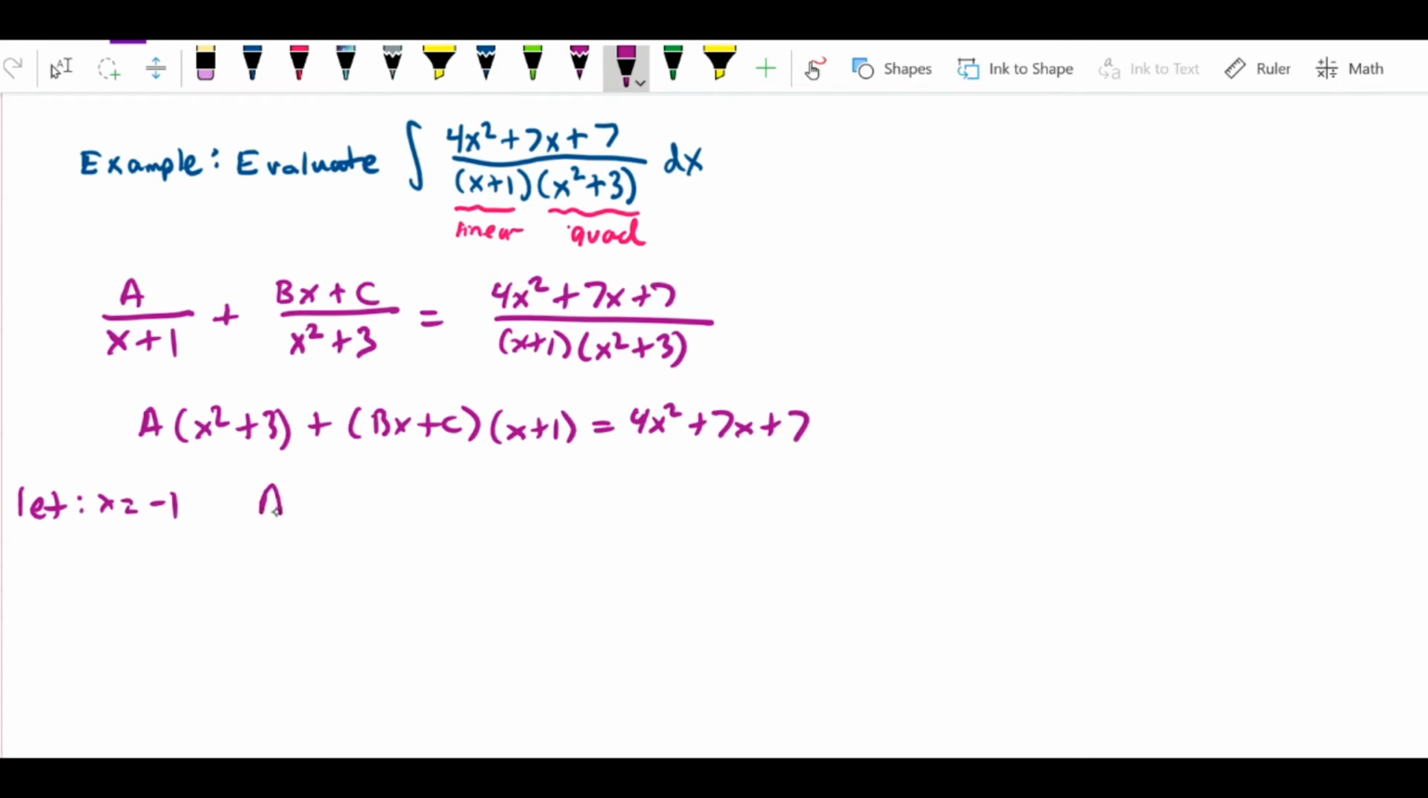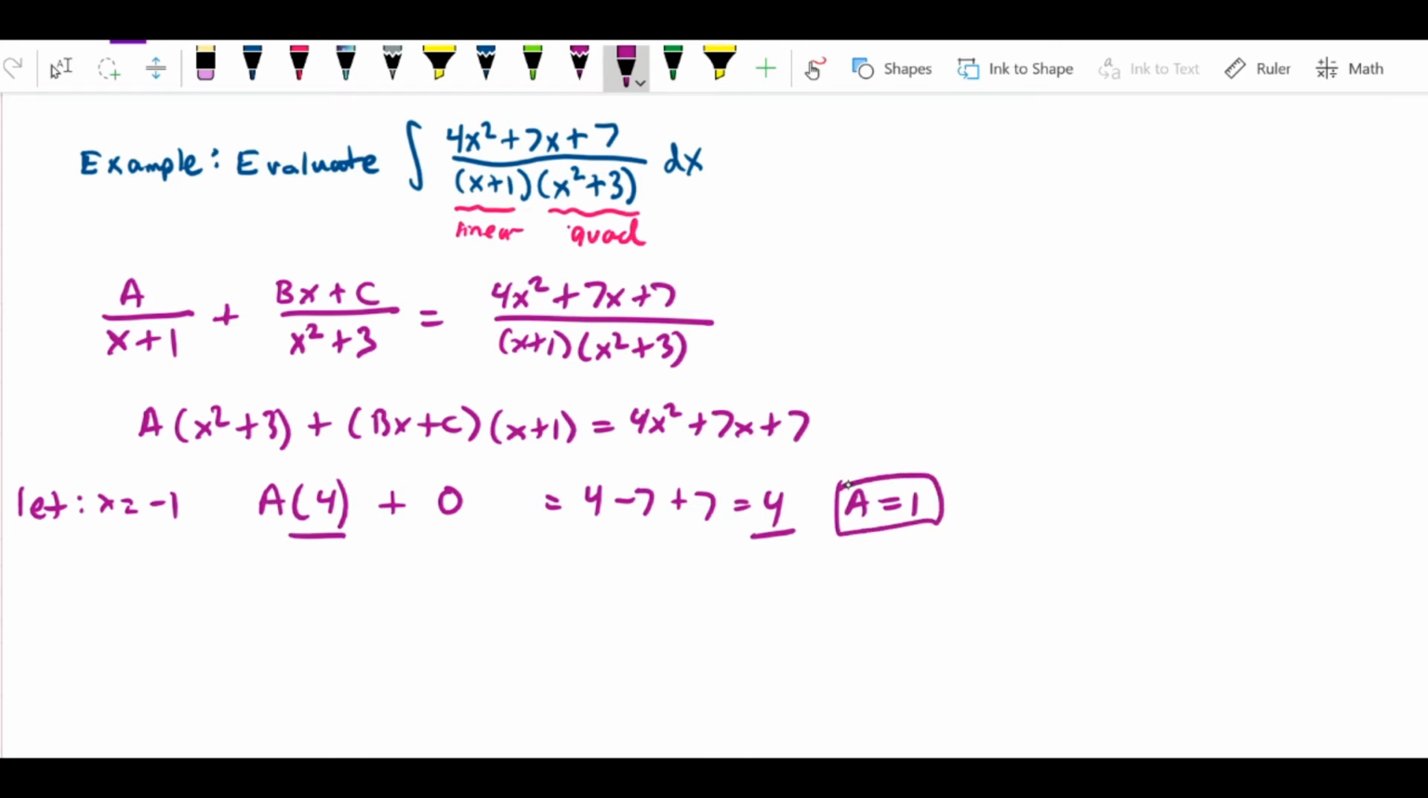So that's going to give me a times negative 1 squared is 1, and 1 plus 3 is 4. And then this whole thing here, negative 1 plus 1 is 0, so this just becomes a 0. And now this becomes 4 times negative 1 is negative 4, 7 times negative 1 is negative 7, and then plus 7, so that equals 4. So what I have is a times 4 equals 4, which clearly gives me a equals 1. So there, I have one of the constants already.